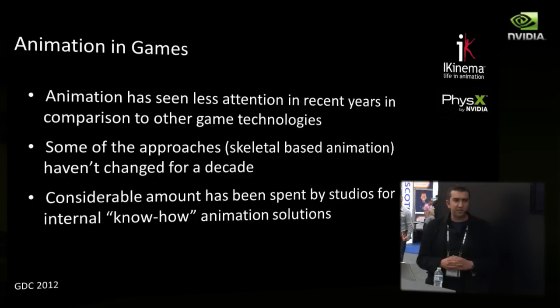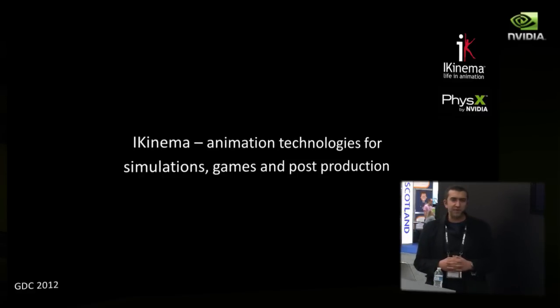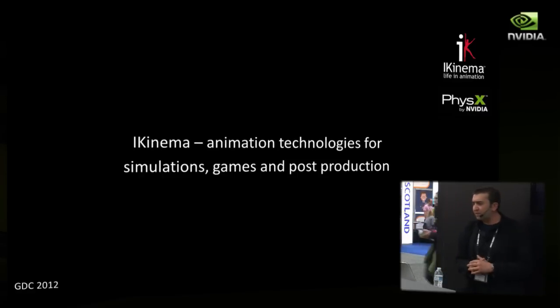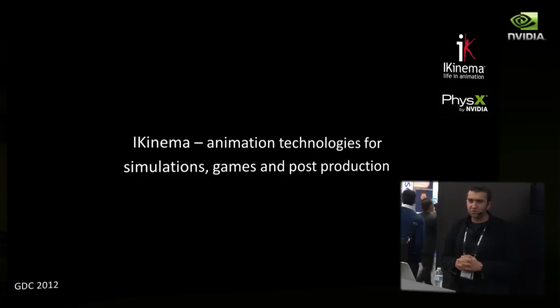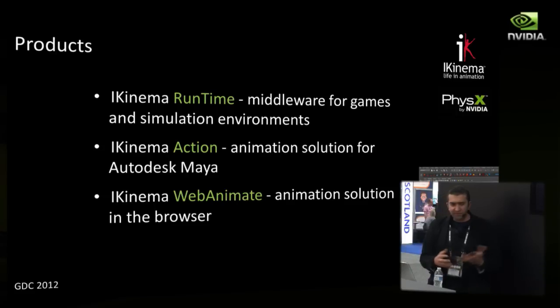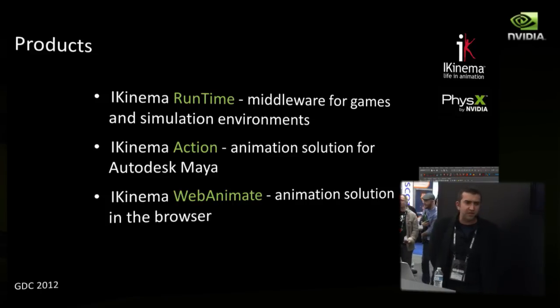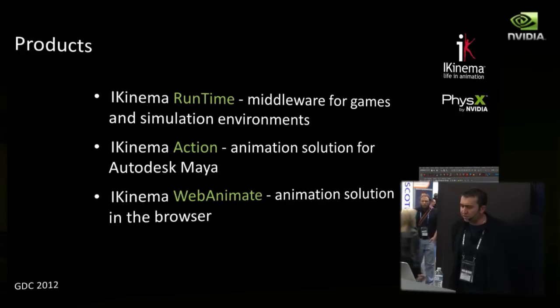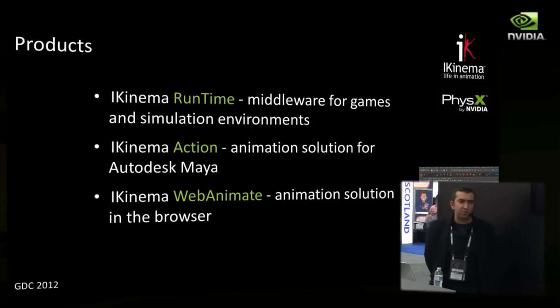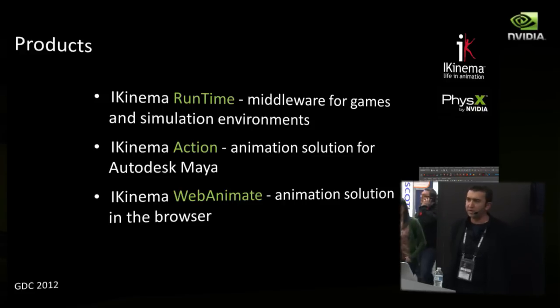This opens up a space for companies like ours to provide middleware technologies and to help game developers. We are based in the UK, about 40 miles from London in a town called Guildford, and we develop animation technologies for simulation, games, and also post-production. We have three products so far. Runtime Engine, which is available as middleware from iOS and Android to PlayStation 3. IKinema Action is a plugin solution for Autodesk Maya, which is mostly used for rigging, animation, and motion capture work. And we also have a free browser-based tool called Web Animate for very basic motion capture-based work.